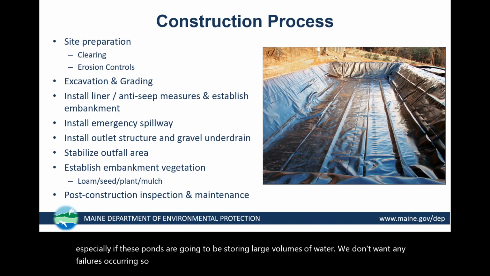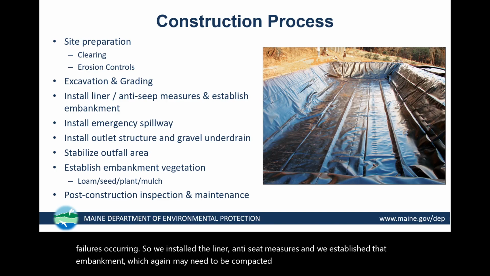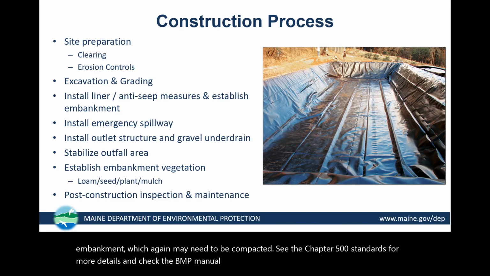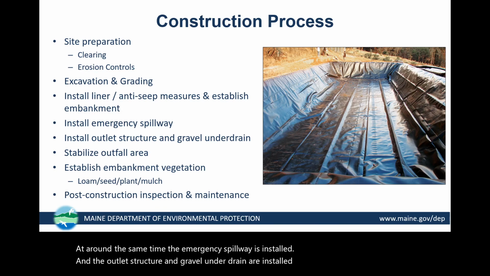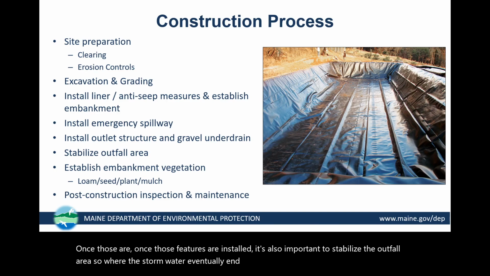So we install the liner, anti-seep measures, and we establish that embankment, which, again, may need to be compacted. See the Chapter 500 standards for more details and check the BMP manual. At around the same time, the emergency spillway is installed, and the outlet structure and gravel underdrain are installed. Once those features are installed, it's also important to stabilize the outfall area, so where the stormwater eventually ends up after it leaves the system.